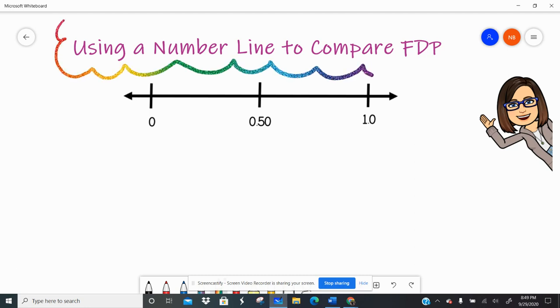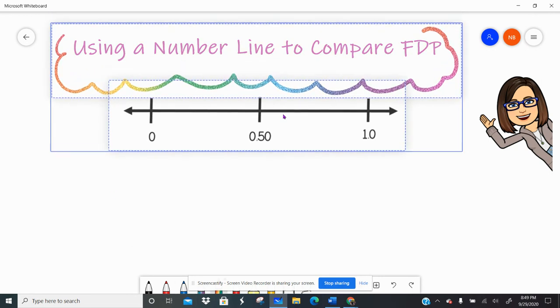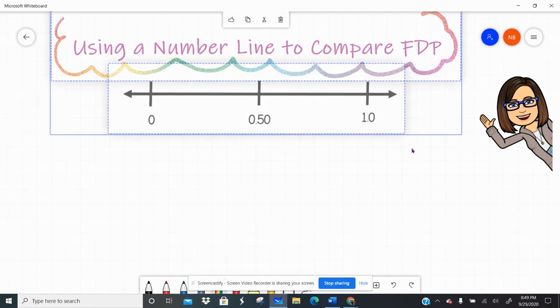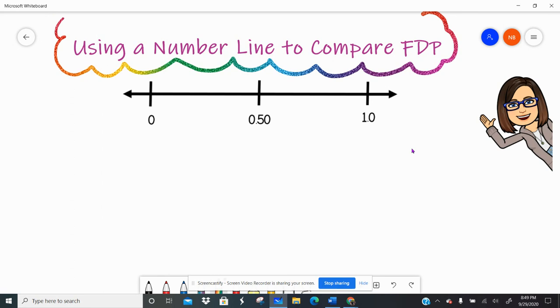Today we're going to be talking about using a number line to compare fractions, decimals, and percents. And even if you're not great at doing the fraction, decimal, percent conversions, you can use what you know about numbers below 1/2 and above 1/2 to help you when you're comparing two fractions, decimals, and percents. So let's dive in and I'll explain what I'm talking about.